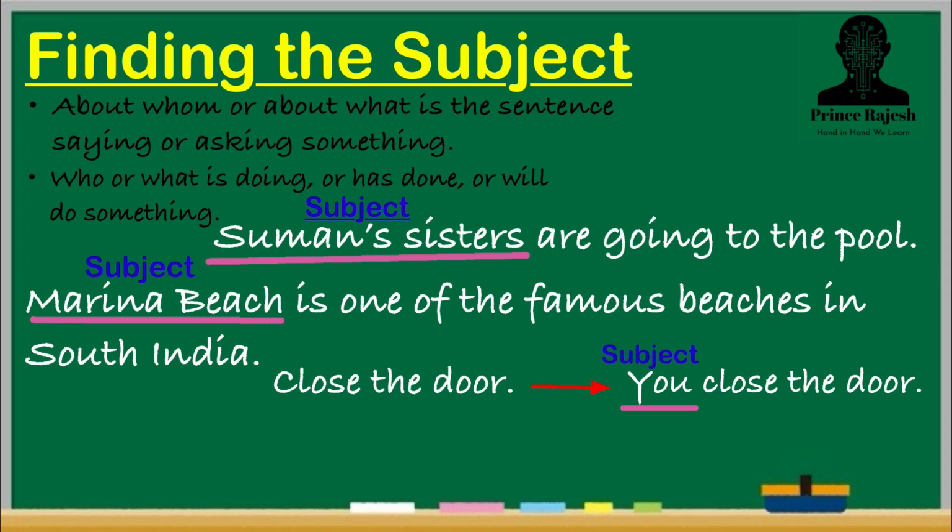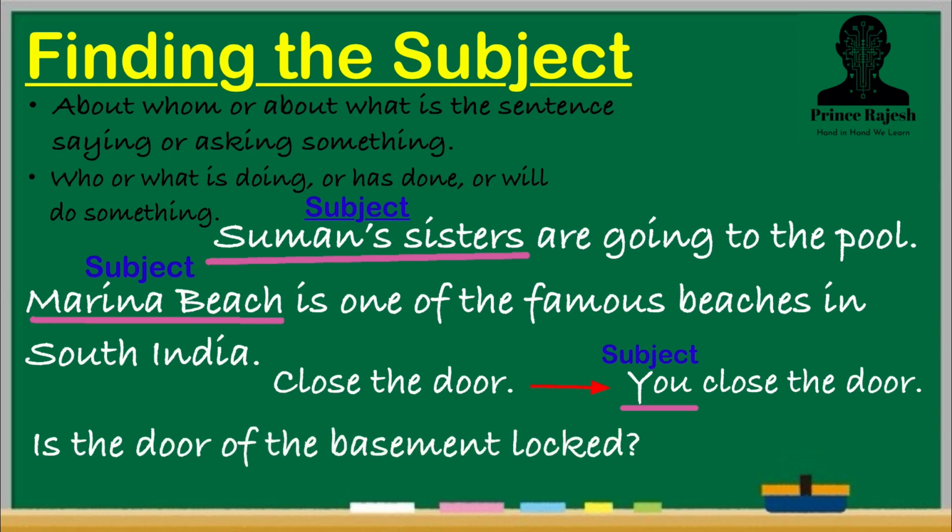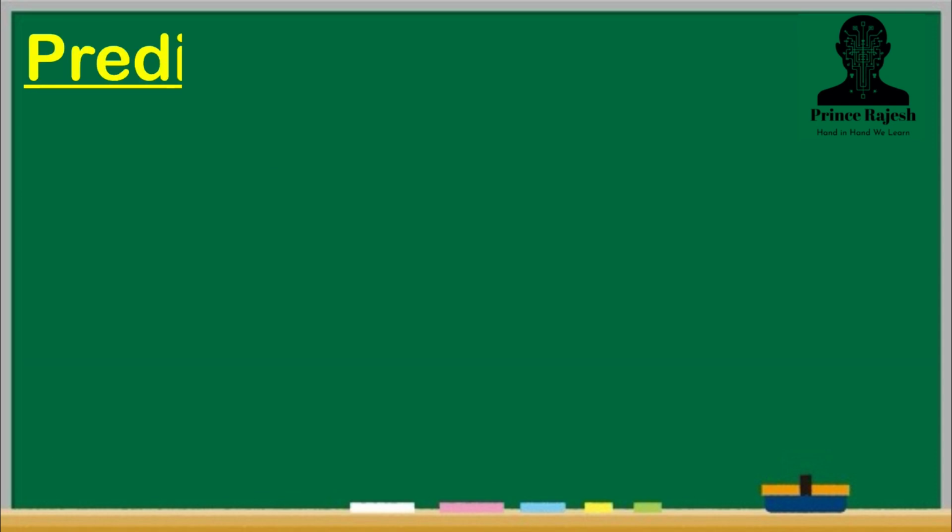Let's see one more example. Is the door of the basement locked? Now ask yourself what is locked. Here you will get the answer, the door of the basement. So, the door of the basement is the subject here. Now let's discuss predicate.